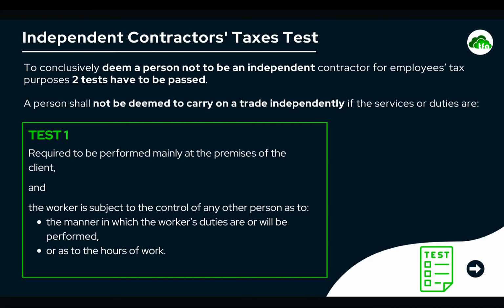So how does this test work? To conclusively deem a person not to be an independent contractor for employees' tax purposes, 2 tests have to be passed. A person shall not be deemed to carry on a trade independently if and when the services or duties are, the terms for test 1, required to be performed mainly at the premises of the client, and the worker is subject to the control of any other person as to the manner in which the worker's duties are or will be performed, or as to the hours of work.